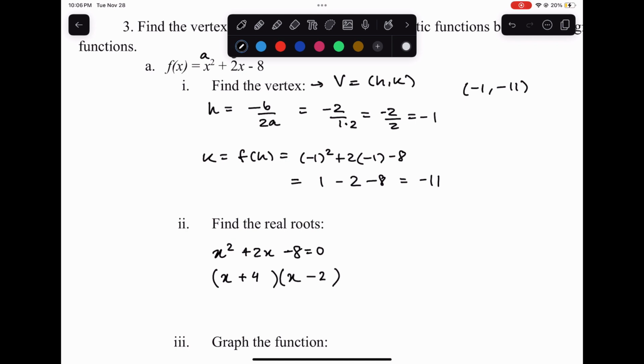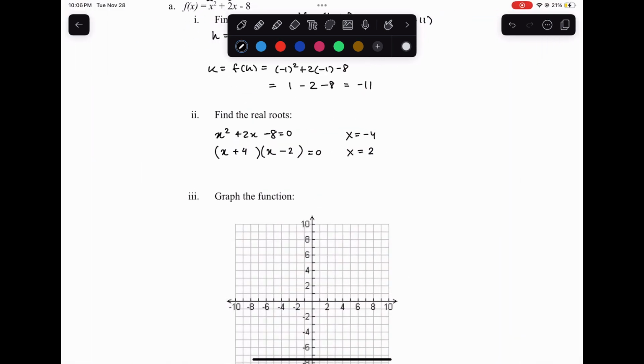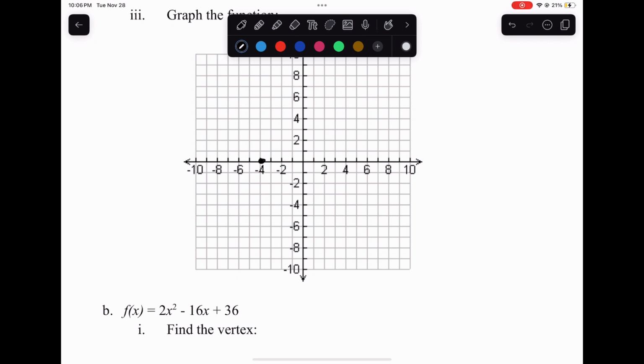For the real roots, just set it to 0 and factor. So what two numbers have a product of -8 and a sum of 2? It's +4 and -2, because we have to get +2. So it's x plus 4 times x minus 2, and then our roots will be -4 and +2.